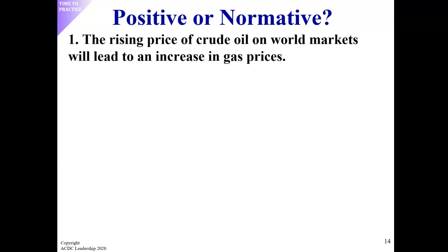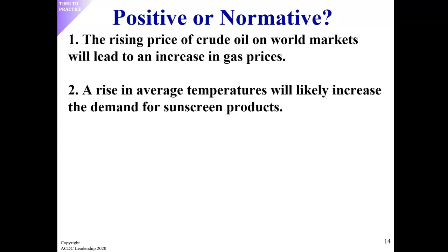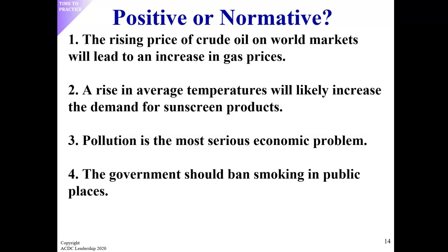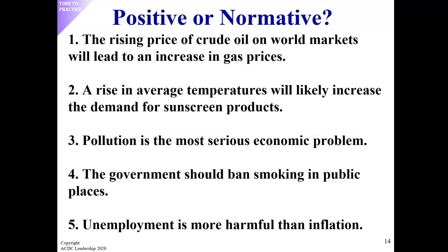So think of these different statements based on the previous definitions. Are these positive or normative? The rising price of crude oil on world markets will lead to an increase in gas prices. A rise in average temperatures will likely increase the demand for sunscreen. Pollution is the most serious economic problem. The government should ban smoking in public places. And unemployment is more harmful than inflation, and inflation means prices rising.